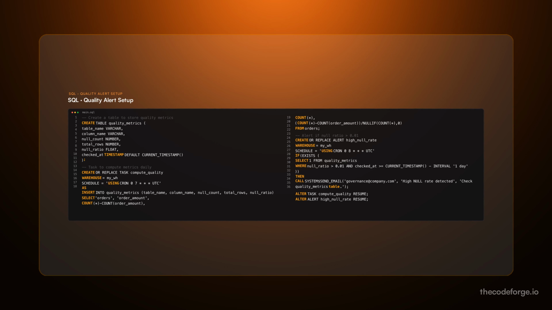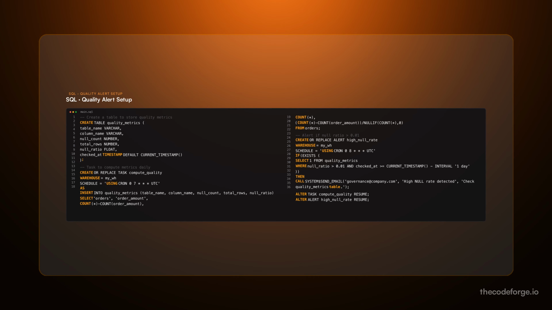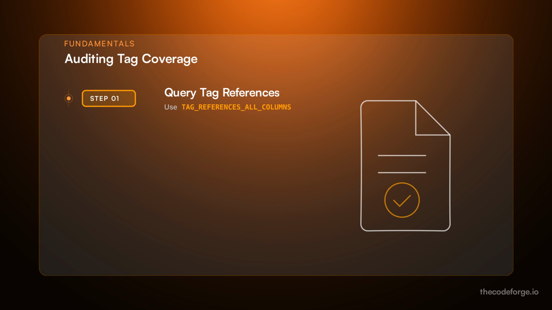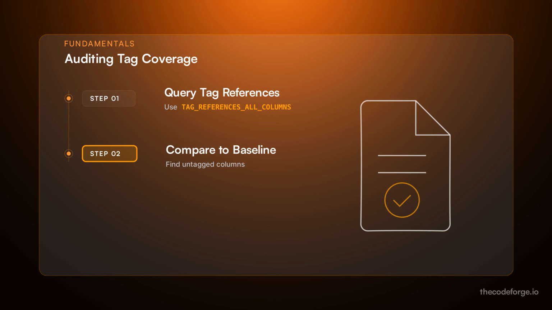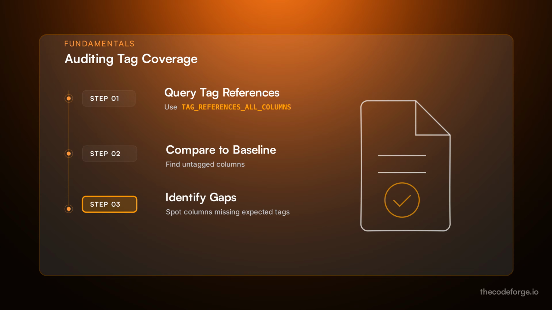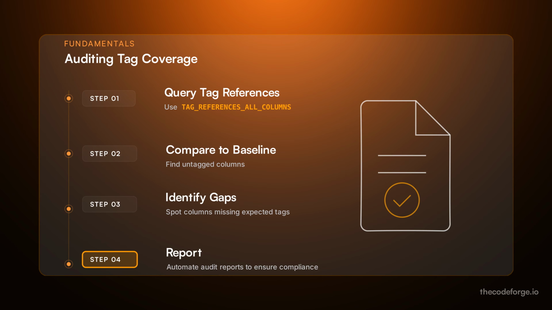This example sets up a quality metrics table with a default current timestamp, then a task that uses NULLIF to compute null ratios safely, and finally an alert that triggers system $send email when the ratio exceeds 1%. Regular audits ensure governance policies are followed. Use the tag references all columns function to list all columns and their tags, then compare against a baseline of expected tags to identify any gaps. Automate this with a task that generates a report to ensure compliance.